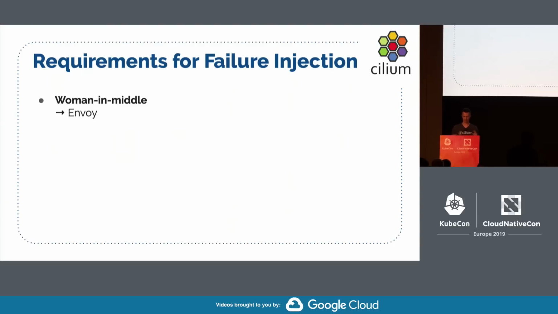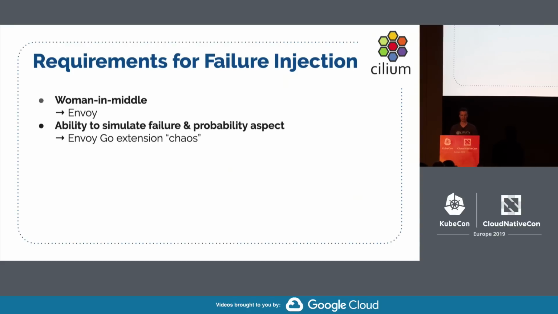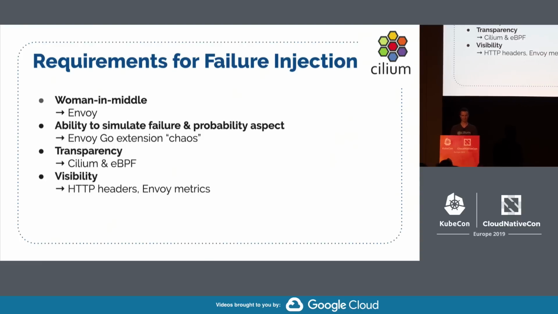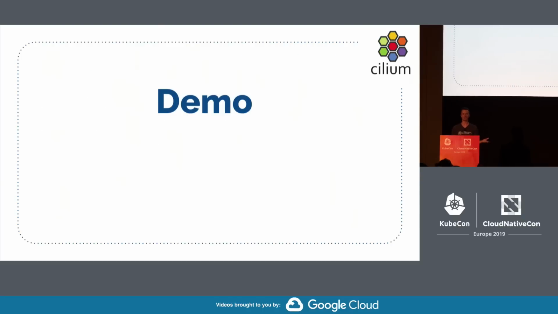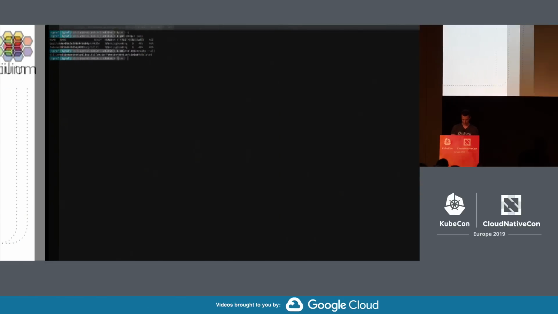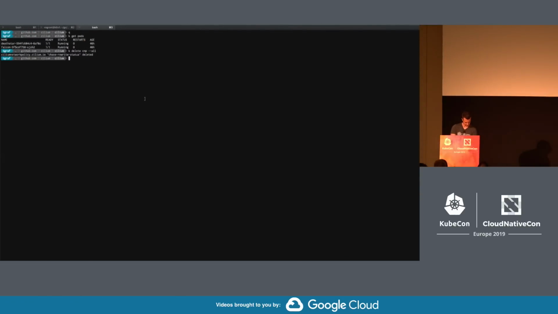So let's recap the requirements we saw and how we solved them. The man in the middle is Envoy, quite simply. The ability to simulate fault injection and the probability aspect, that's a Go extension, chaos. Transparency, loading it on demand for existing pods, that's Cilium plus eBPF. Visibility, HTTP headers and Envoy. We will see the HTTP headers in the demo, what I mean specifically by that. And yes, let's dig in, because I've been talking for a long while, and I think we should just demo this. I think it will make a lot of things a lot clearer. So let's move over to the demo.